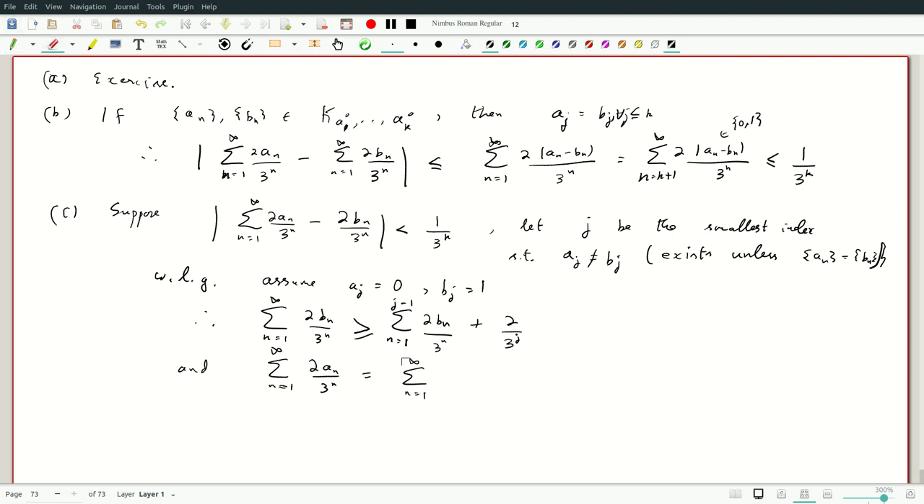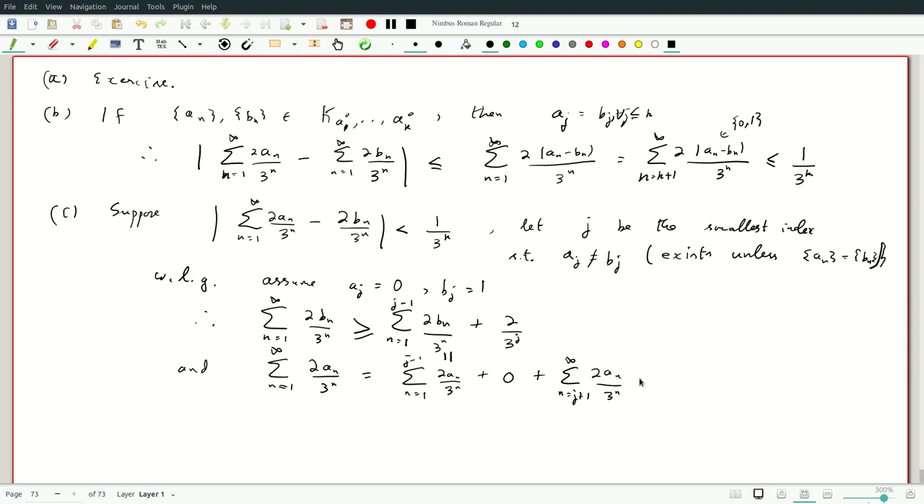We can break it up again into 3 pieces. n equals j minus 1 to a_n over 3 to the n. But notice these two quantities are equal, because the a_n's and b_n's are equal up to j minus 1. By the way, j could be 1, so this could be an empty sum. And then there would be a 0, and then there will be the sum from n equals j plus 1 to infinity of 2a_n over 3 to the n.